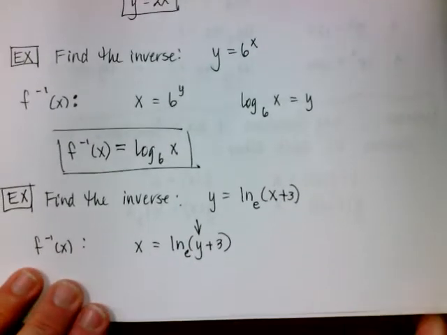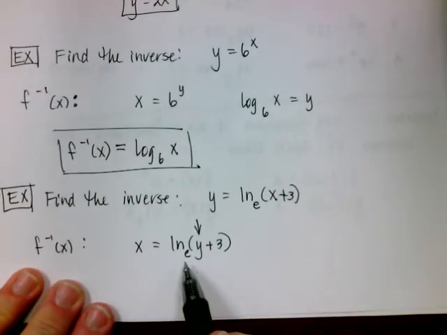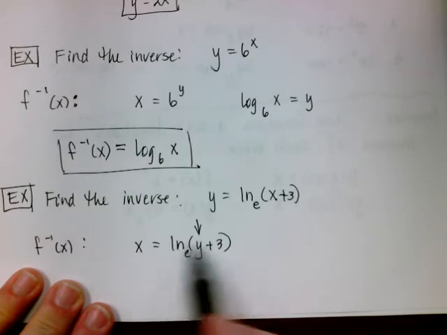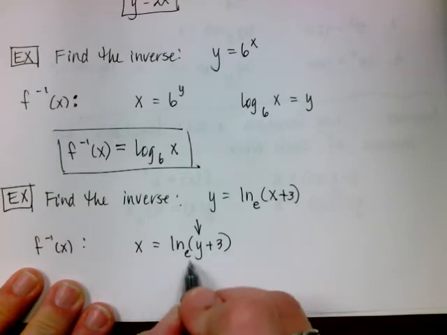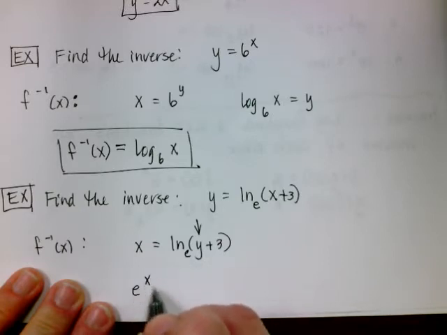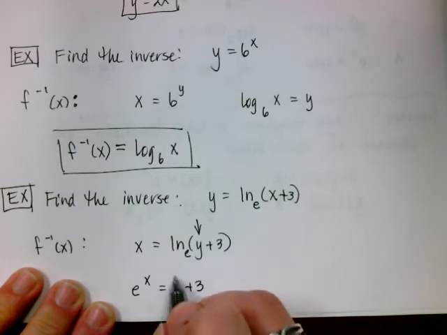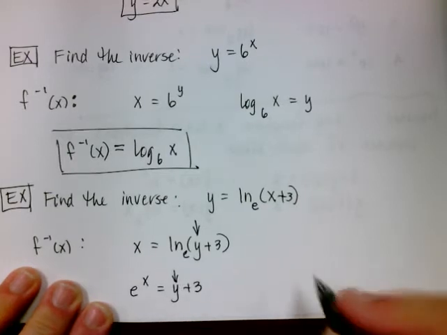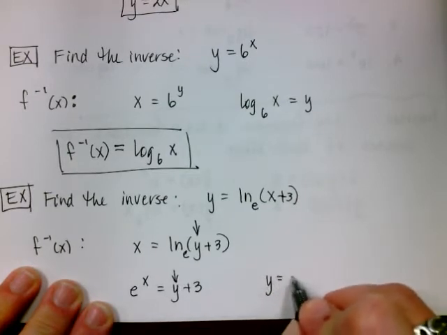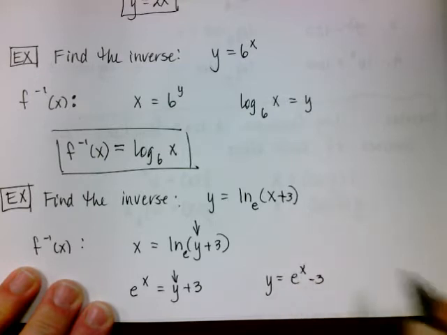The only way that I can do that is to go back to exponent form, because this is in log form. So I'm going to say e to the x is equal to y plus 3. I'm still trying to solve for y. So now I'm going to say y is equal to e to the x minus 3.